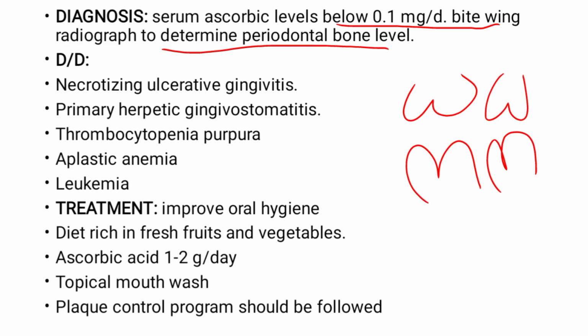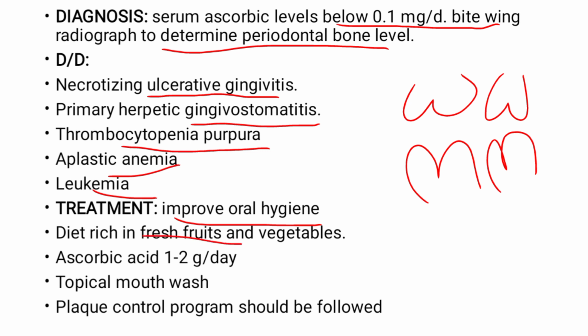Then you have necrotizing ulcerative gingivitis and periherpetic gingivitis, again related to the gingiva. Thrombocytopenic purpura is related to ecchymosis, bruises, petechiae, aplastic anemia, and leukemia. The treatment is to improve your oral hygiene. You should eat fruits and vegetables rich in vitamin C, ascorbic acid, 1 to 2 grams per day. Topical mouth washes and a plaque control program should be followed, because you have to correct the gingival bleeding, oral ulcerations, tooth mobility, and severe bone destruction.